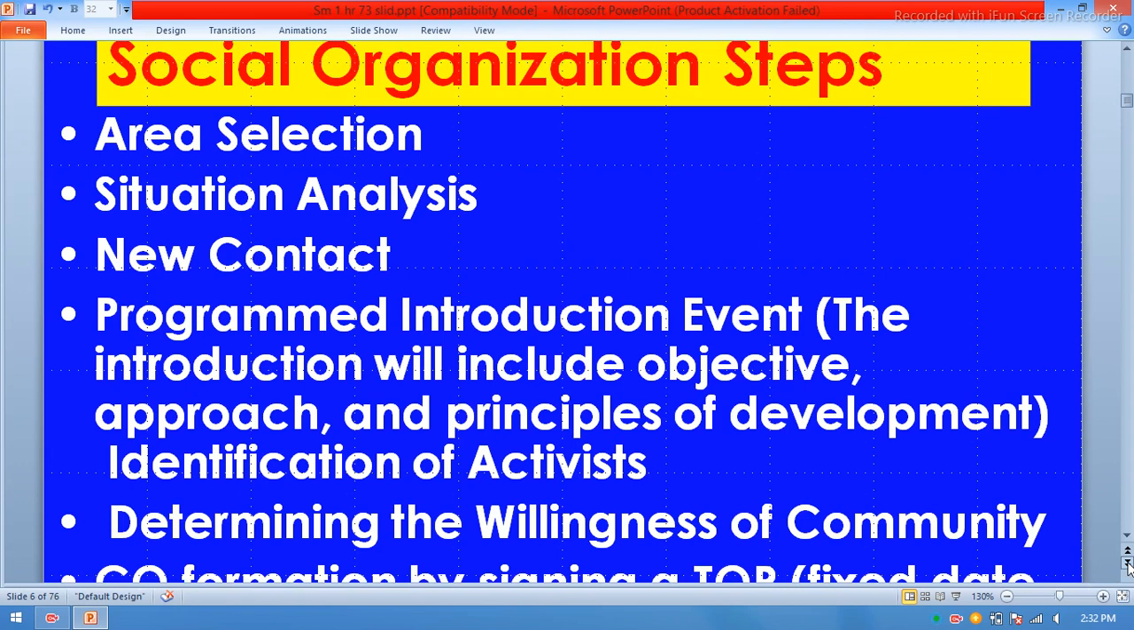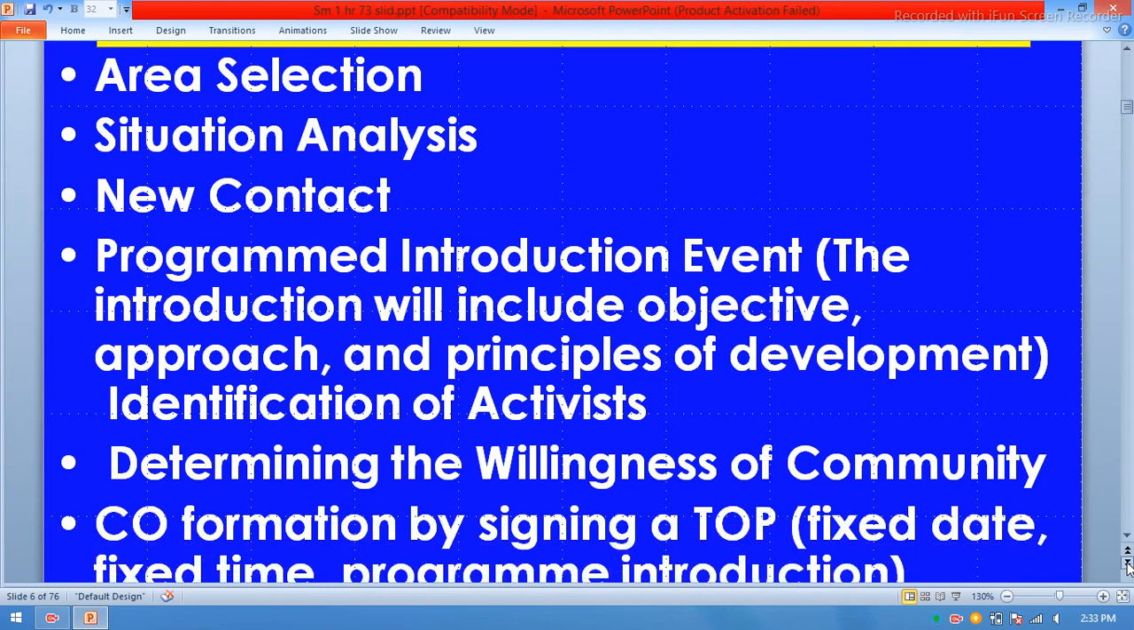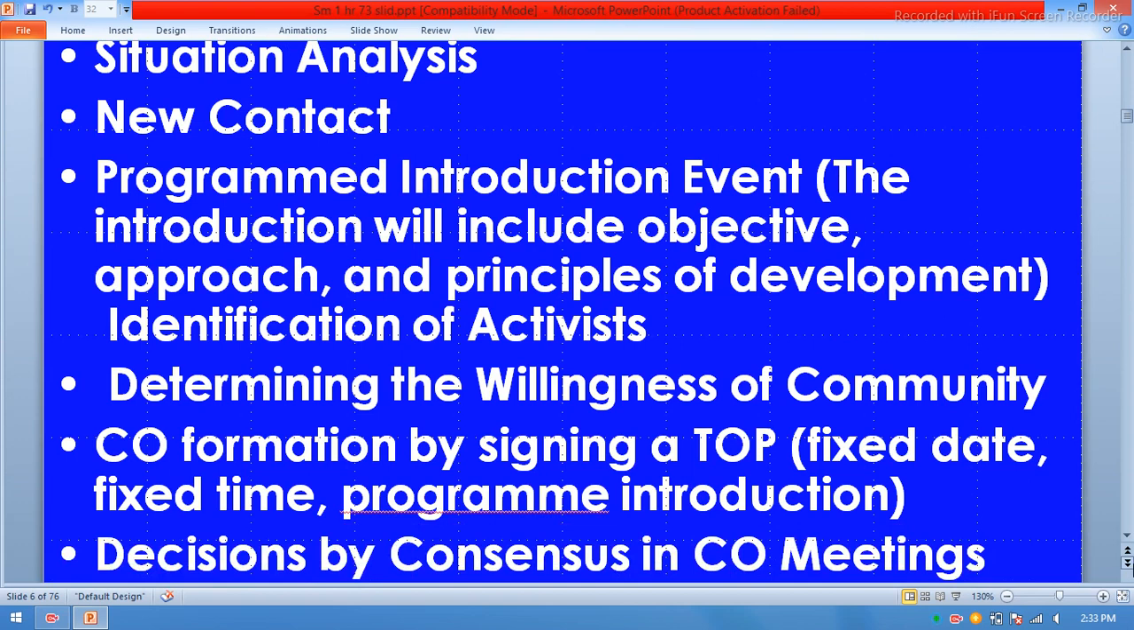Steps of social mobilization are area selection, situation analysis, new contact, program introduction event. The introduction will include objectives, approach, and principle of development, identification of activities. Determining the willingness of community, organization formation by signing a term of partnership, fixed date, time, and program introductions.